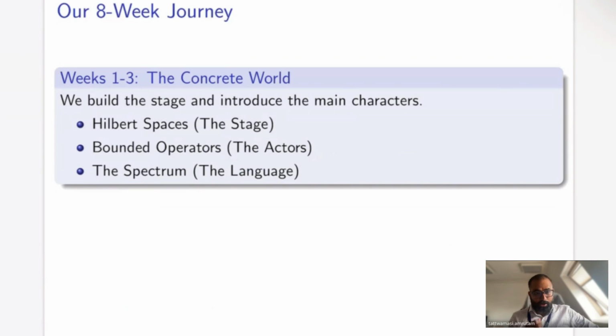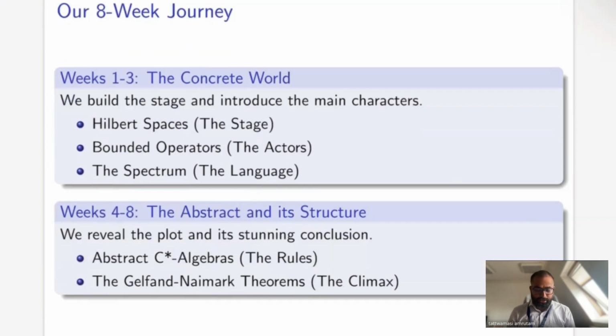Now, coming back to the course. What we shall do in weeks 1 to 3 is talk about the stage, the Hilbert space, then the bounded operators, these are the actors. The language is going to be the spectrum, like I said in the beginning. These are the fingerprints that we shall work with. And then finally, in the second week, we shall come to the abstract C-star algebras, the rules, the Gelfand-Naimark theorems, and we shall finish it off there.